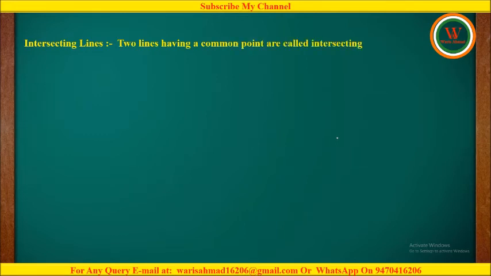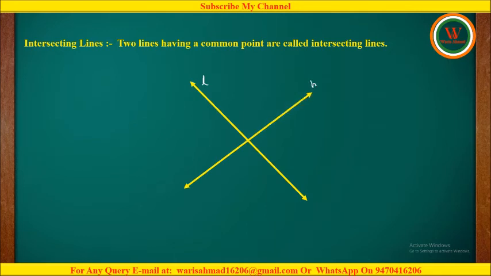Now the next topic is intersecting lines. Two lines having a common point are called intersecting lines. Let us consider a line. Suppose the name of this line is L and another line, that is M. Since these two lines have a common point, that is called A, that's why we can say that these two lines L and M are intersecting lines.